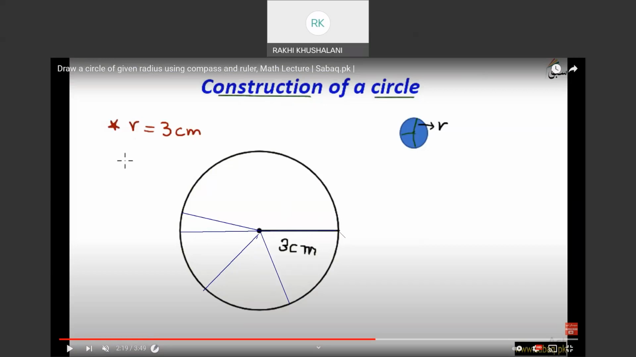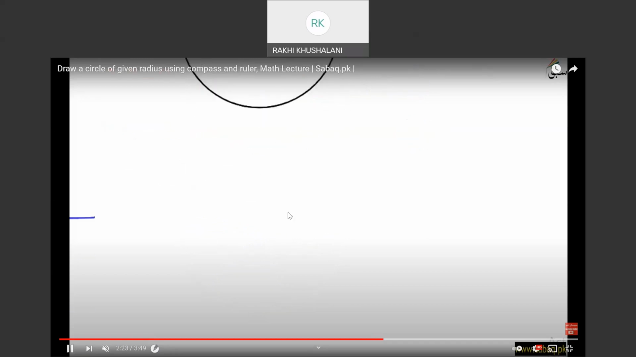So अगर आपका radius is 3 centimeter, the diameter will come to be 6 centimeter. You can place your scale and check it there. Okay, so here is the circle of 3 centimeter. You can name the center. Let's try one more radius.